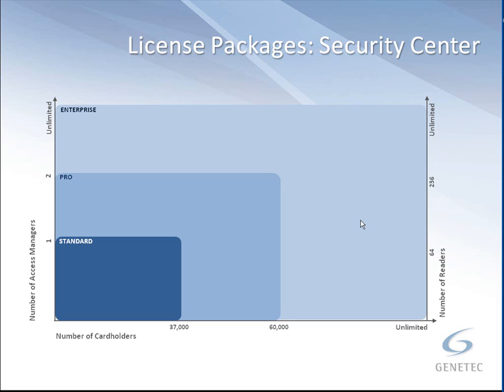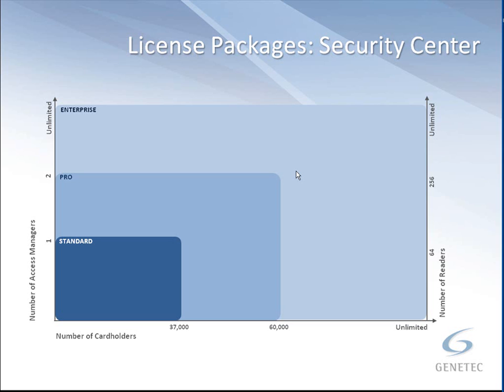Now with the Enterprise package, again like the Omnicast system, we can have an unlimited number of access manager connections, card holders, readers, and client or visitor connections. As well, similar to Omnicast, some of the options come with the base package, such as zone monitoring, but others, like the badge designer, are purchasable options.